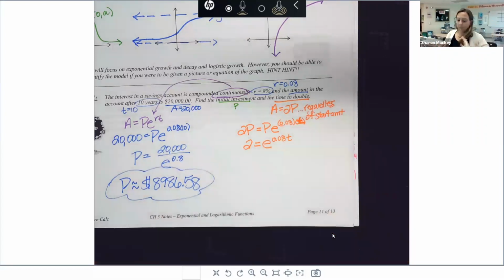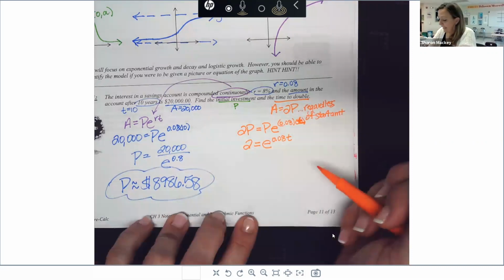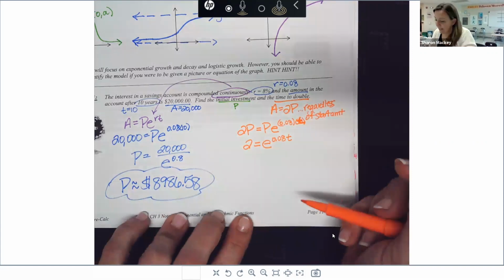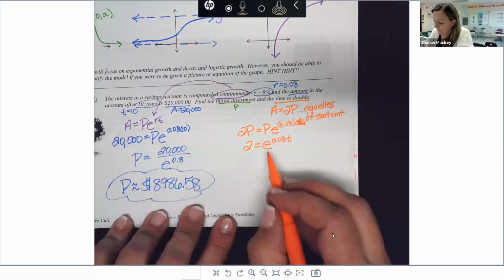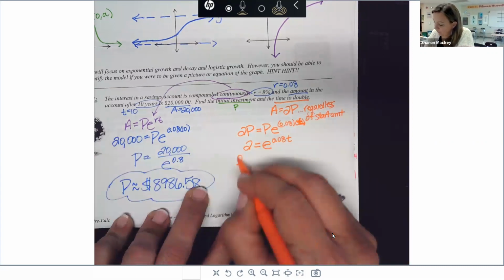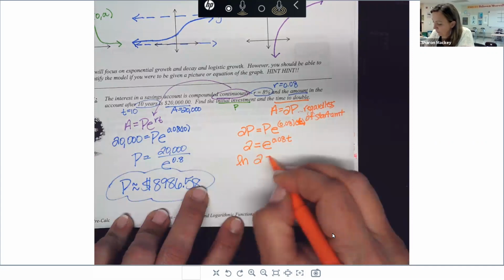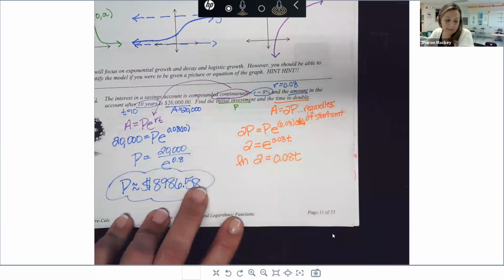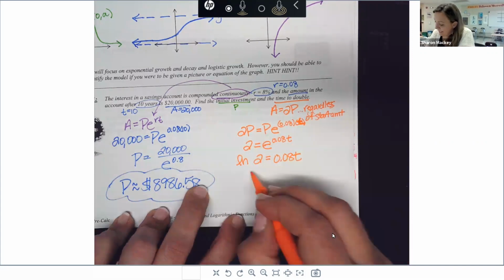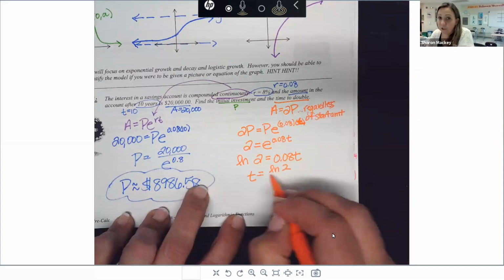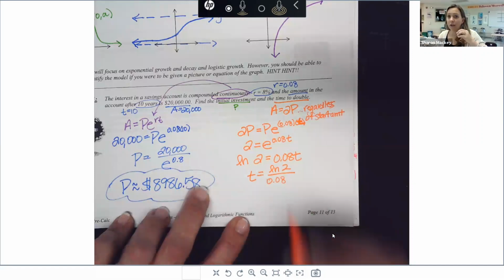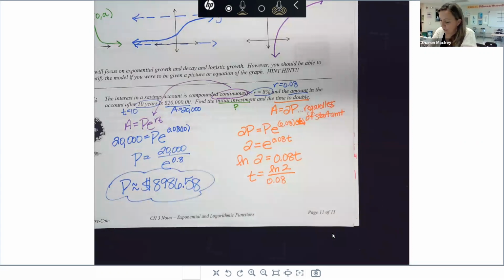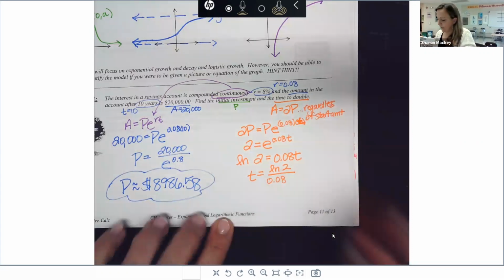Well, how would we solve that equation? Well, we could rewrite it in logarithmic form. So you could think about it as taking the natural log of both sides, or you could rewrite it in logarithmic form. This would be the same as the natural log of 2 equals 0.08t, based on what we did the other day. So that means that t is going to be the natural log of 2 divided by 0.08.